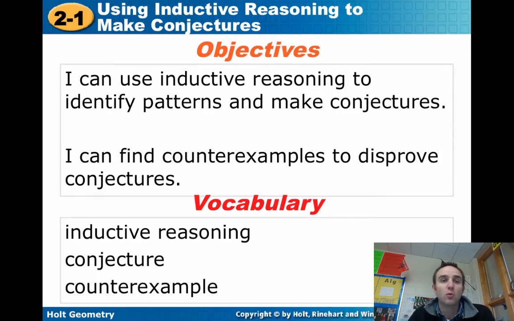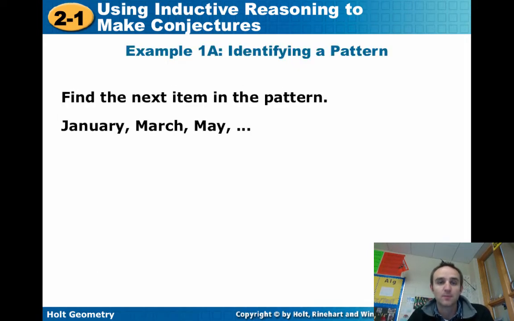Here goes section 2.1, using inductive reasoning to make conjectures. Our objectives: I can use inductive reasoning to identify patterns and make conjectures. I can find counterexamples to disprove conjectures. Sounds like we're going to need to know a couple vocab words: inductive reasoning, conjecture, counterexample. All three of those things we saw in our I can statement.